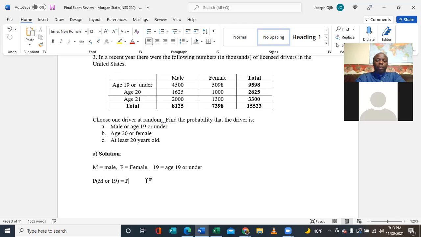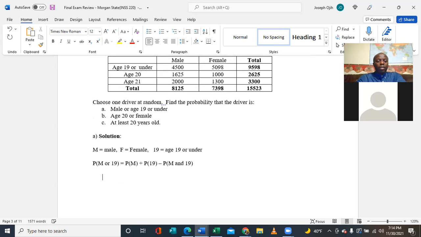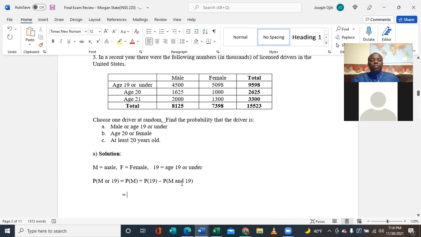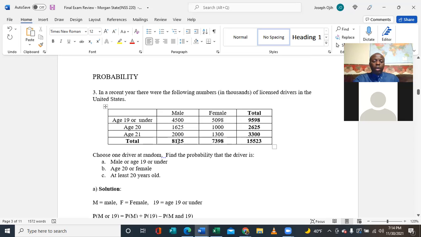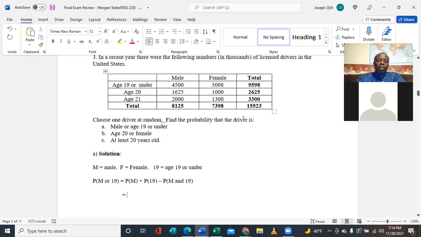Addition rule. So again, it's going to be probability of male plus probability of age 19 and under minus probability of male and age 19 or under. Which means for male, you have all the males here. It's 8125. Remember, this is our grand total here. Let me highlight it so that it will be more clear. So everything will be over the grand total.